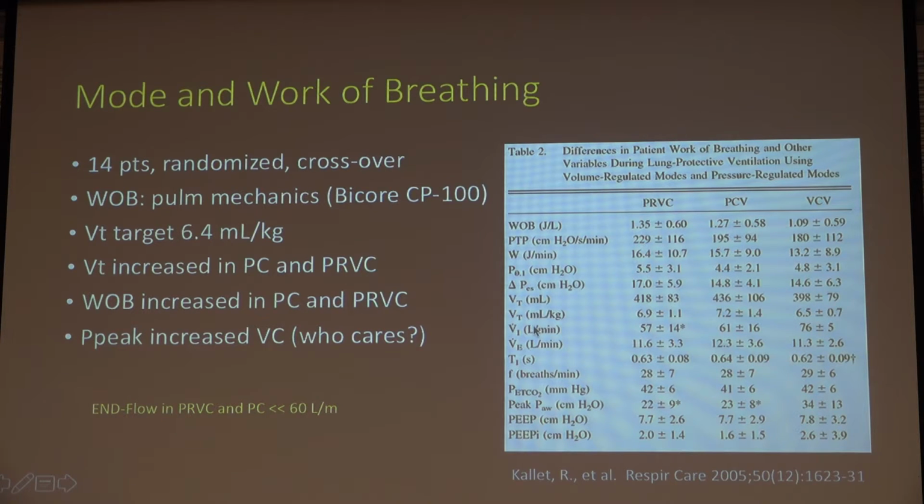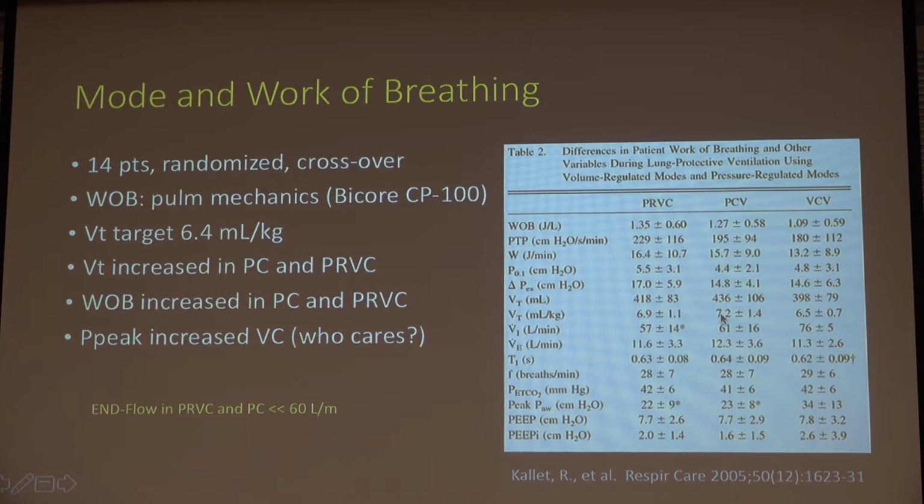What they also found was that tidal volume, even though every mode was set for a target of 6.4 mL per kilogram. I'm not sure why they chose 6.4, but that's what they were trying to achieve. And in volume control ventilation, they were very close to that 6.4, but both pressure control and PRVC actually resulted in higher tidal volumes than volume control. So less effective at controlling tidal volumes than volume control ventilation.